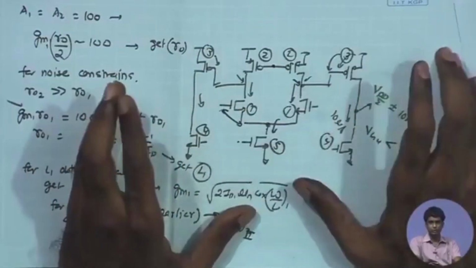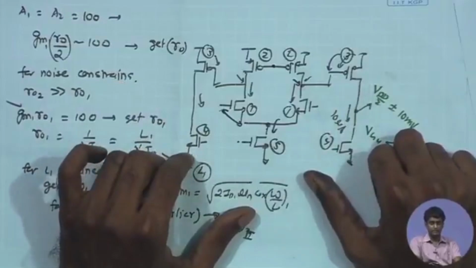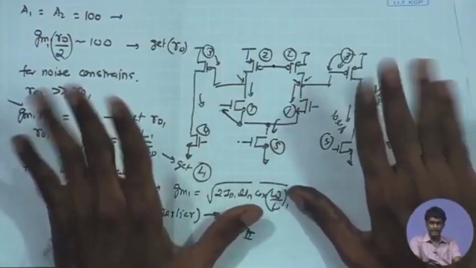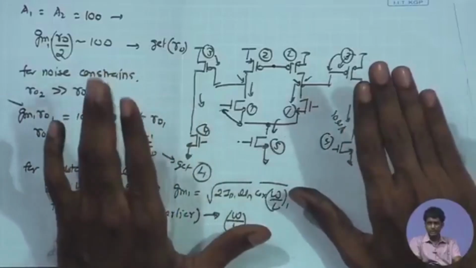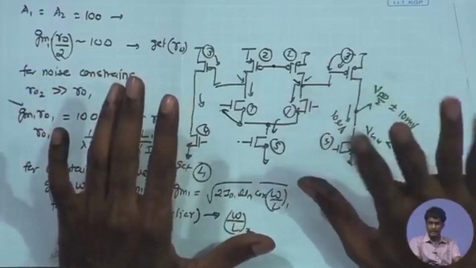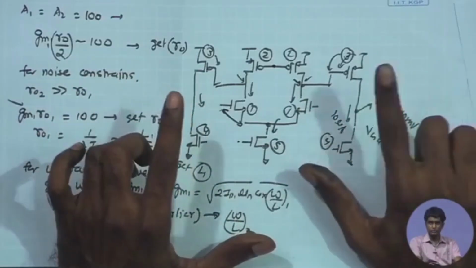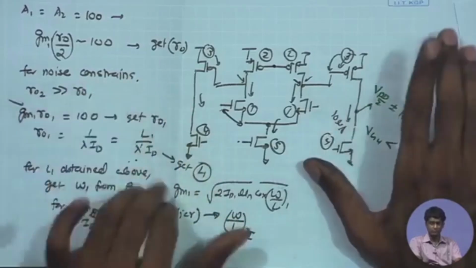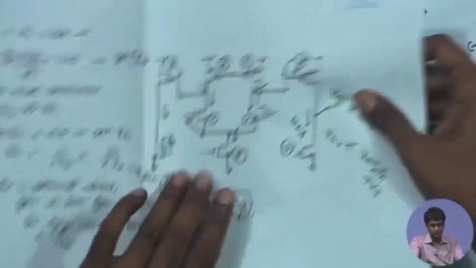How do you minimize the V overdrive? So, V overdrive, as I remember, depends upon the ID and W by L, because ID is equal to half mu n Cox W by L times V overdrive squared. So, V overdrive is equal to the square root of ID upon W by L. So, I can write it down for the output device.